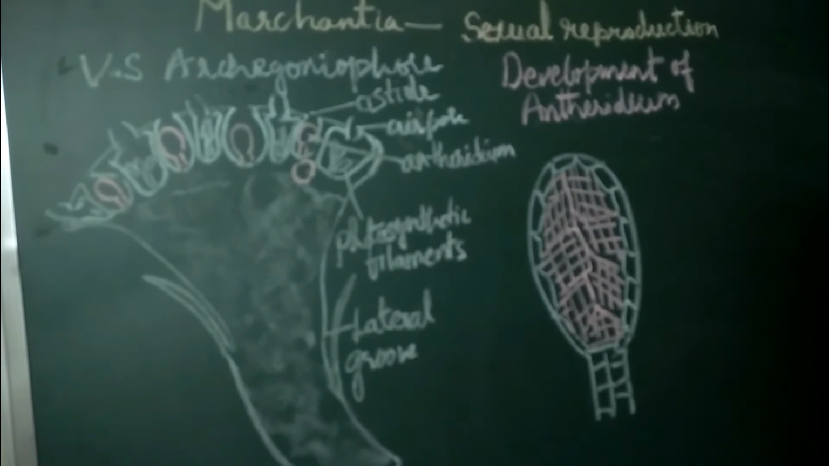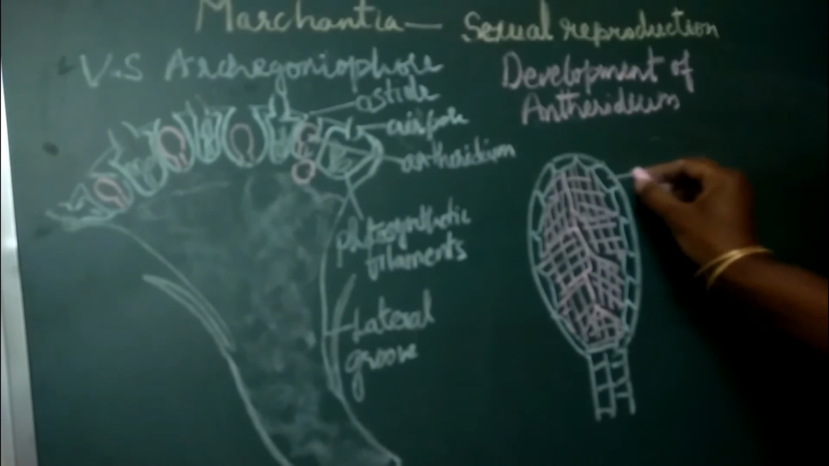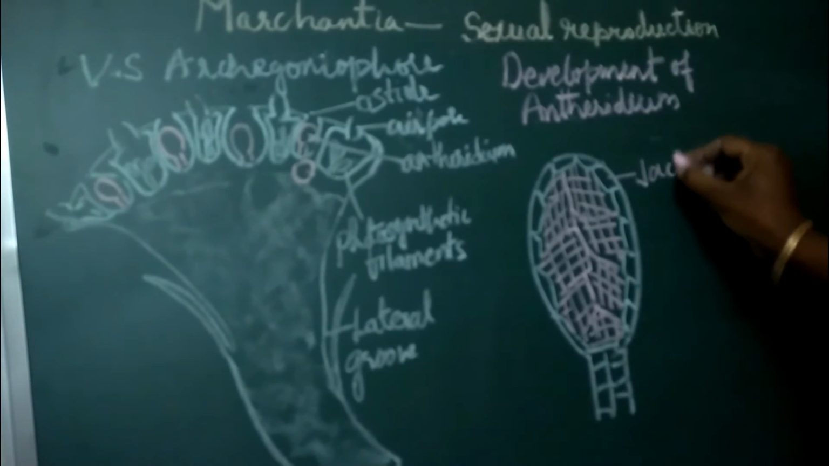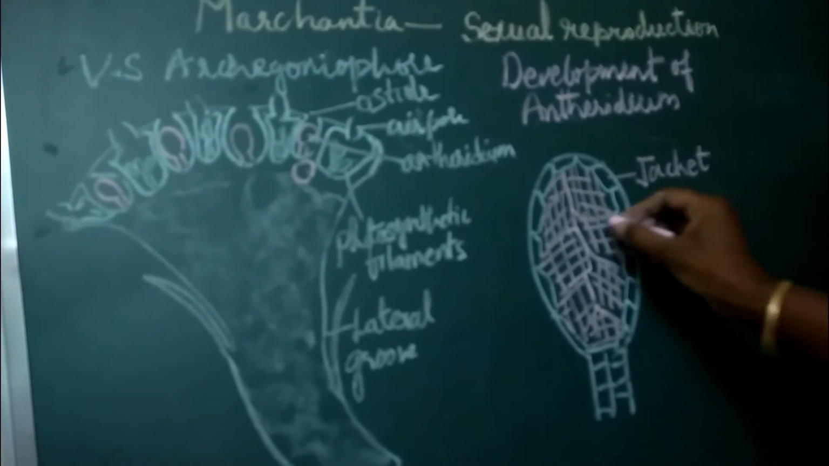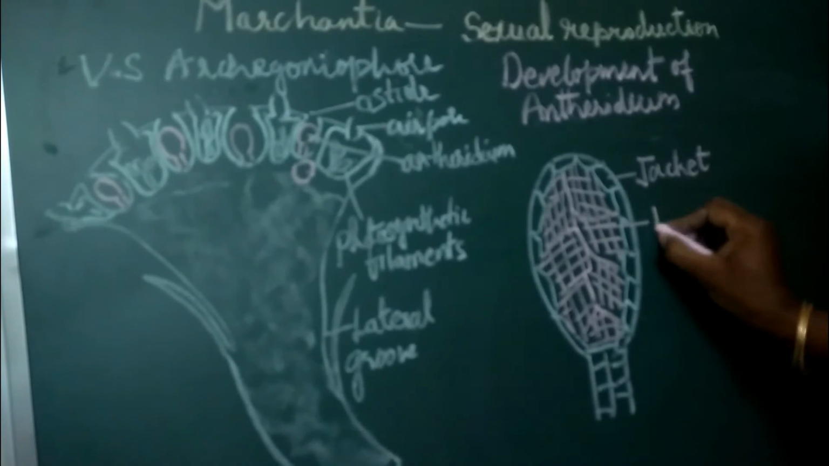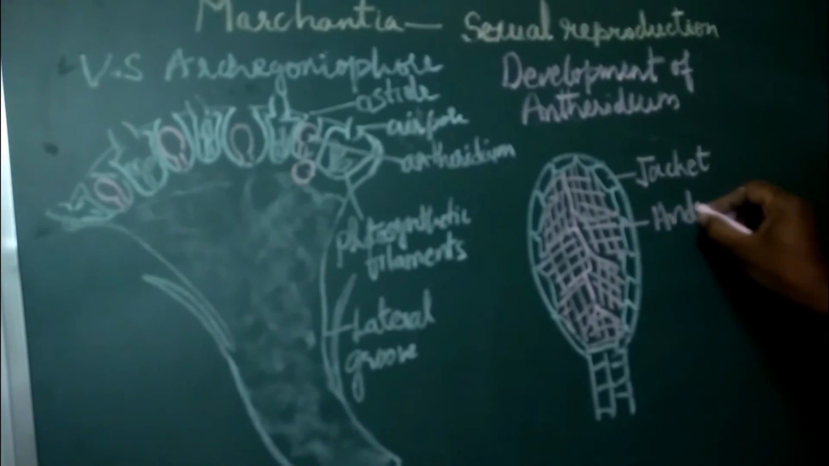The structure of the antheridium. The antheridium has an outer layer of cells which forms a protective covering. This outer layer is called the jacket of the antheridium or the jacket layer, and the inner cells are called the androcytes.